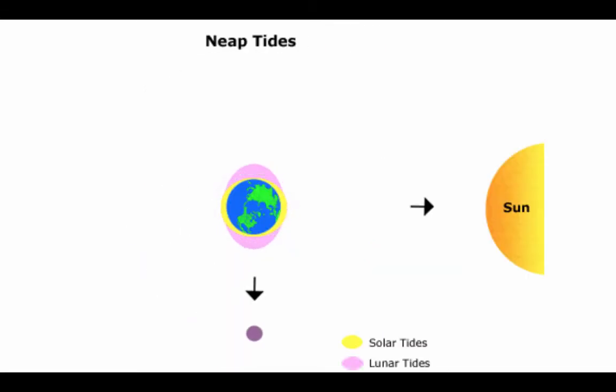So here's just another diagram. Notice the yellow around the earth; that's representing the gravitational pull that the sun has on the earth's water. But the purple, going around the earth with the moon, is the gravitational pull that the moon has on the earth. So you can see that it has much more of a pull on our waters than the sun does because it is much closer.